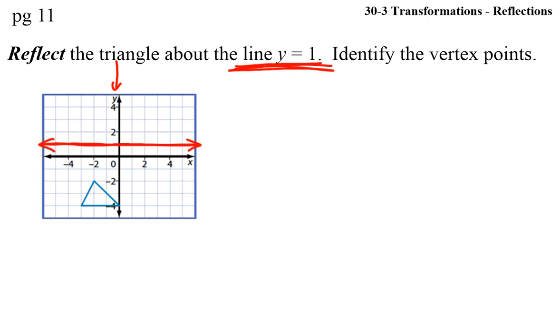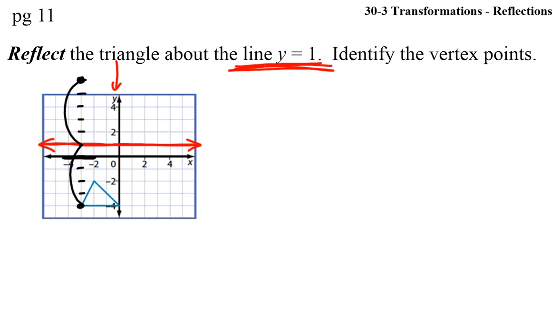So now I need to reflect. That means this bottom point on my triangle, I'm not worried about the axis. I need to go to the line of reflection. There's my line of reflection. 1, 2, 3, 4, 5 away. So I need to be 1, 2, 3, 4, 5 away. Look at that, we actually got to go off of the grid, but not totally impossible to do because we need both of those to be equidistant away.